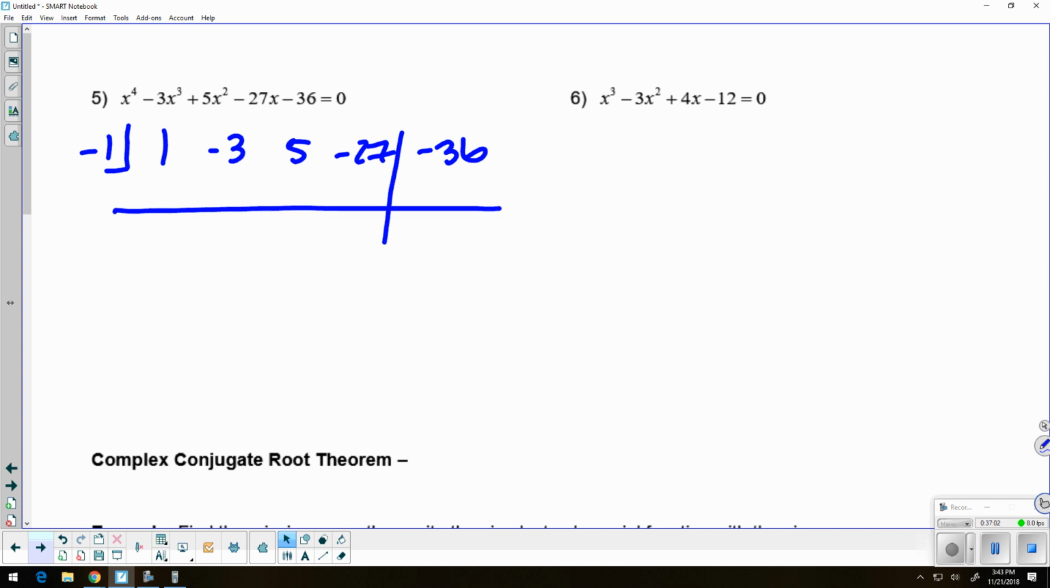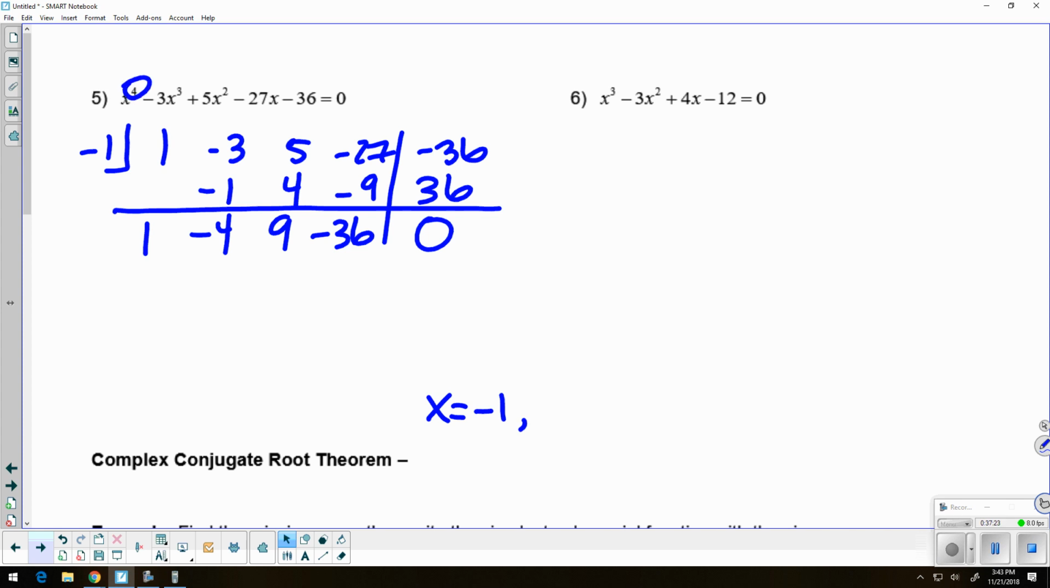All right, so we have left here, 1 drops down, multiplying is negative 1, that'd be negative 4, positive 4, 9, negative 9, negative 36, positive 36, and then no remainder. So again, we have one answer so far, x equals negative 1. That came from the calculator. And now find the other solutions. We should have 4 altogether, but we have 1x cubed minus 4x squared plus 9x minus 36 equals 0.